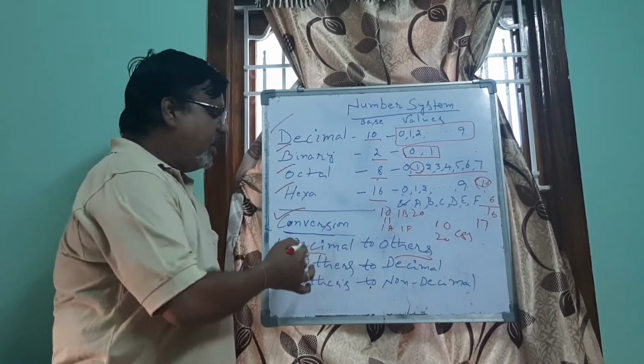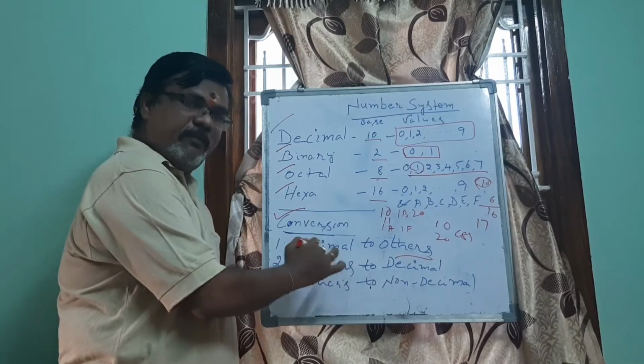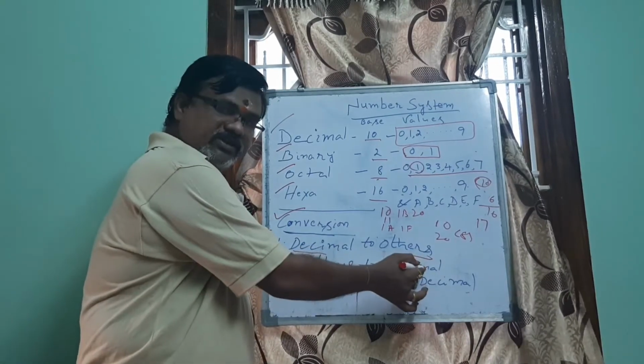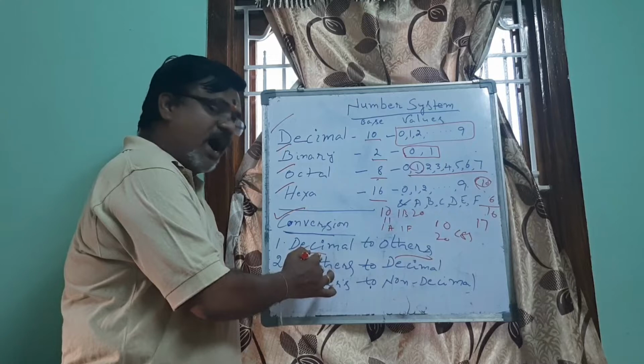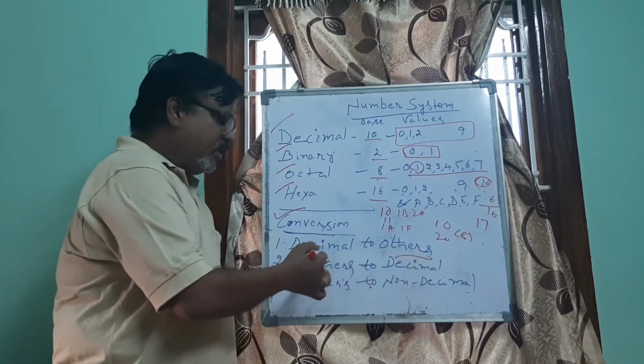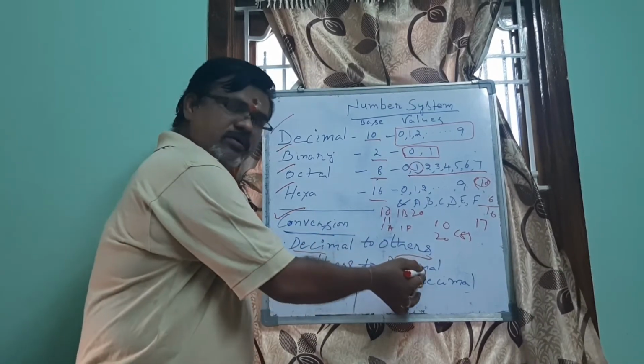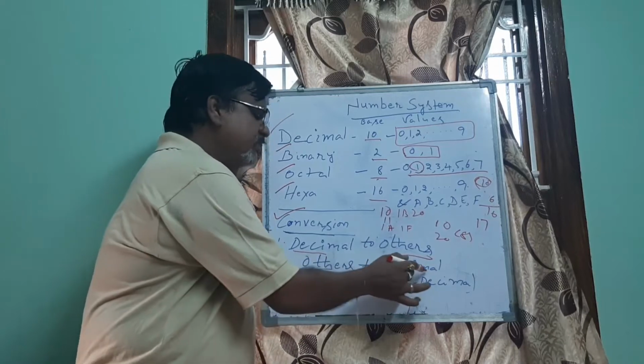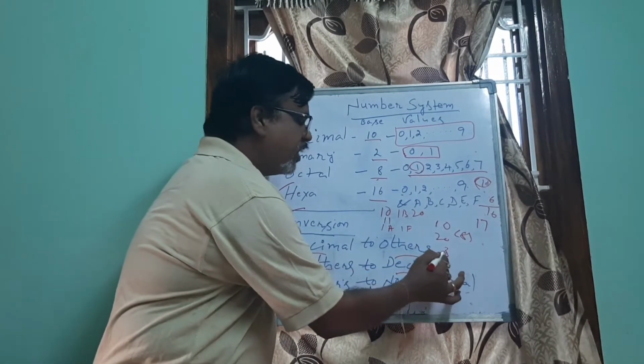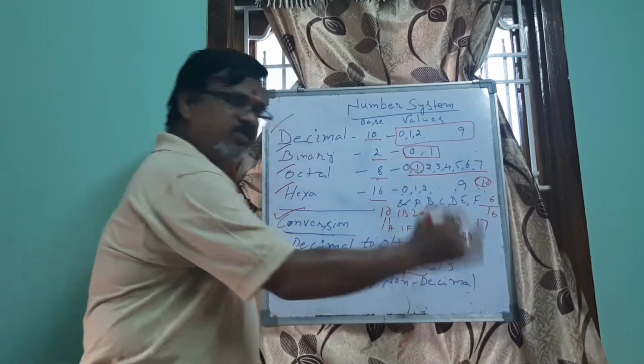In the same way, if a number is given in other bases, like if it is given in binary, how to convert to decimal, and if it is given in octal, converting into decimal, and if it is given in hexa, converting to decimal. So other base to decimal. So here you will have 3 conversions, here also you will have 3 conversions.